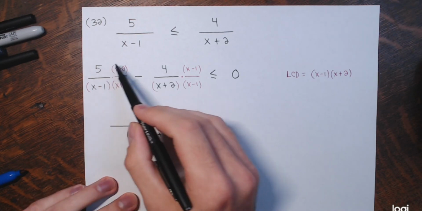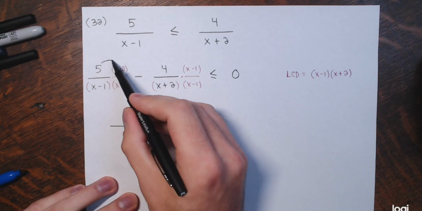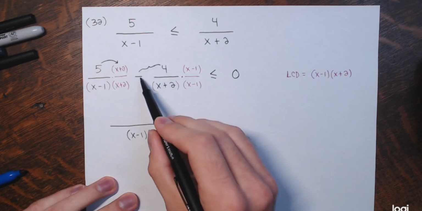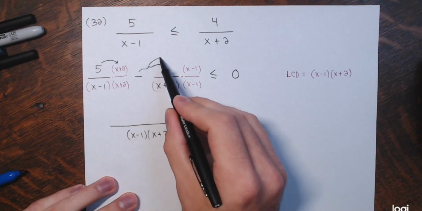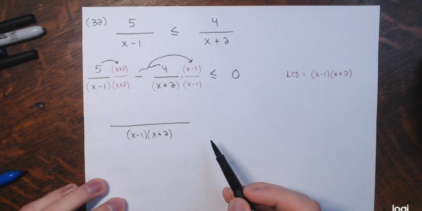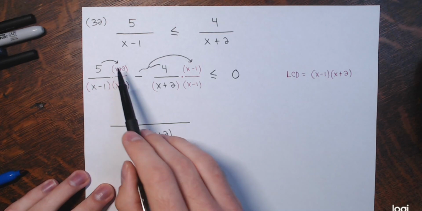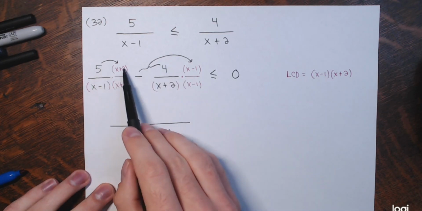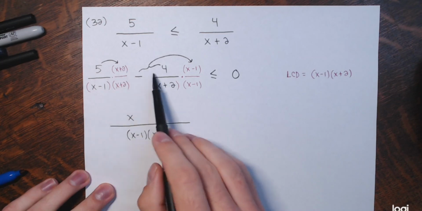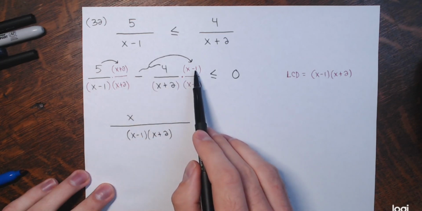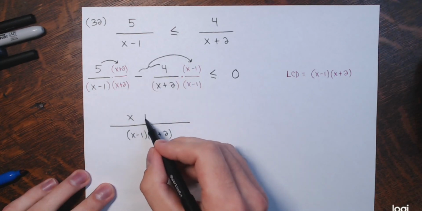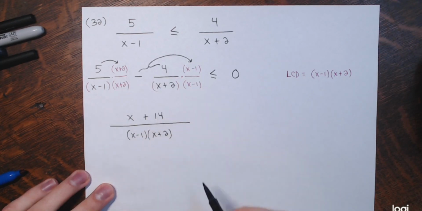And then in the numerators, we're combining like terms. I'll distribute the 5 to this x plus 2. And then don't forget the minus, I'm distributing the negative 4 to the x minus 1. So we have 5x minus 4x, that'd be 1x. And then 10, 5 times 2. And then negative 4 times negative 1 would be positive 4. 10 plus 4 would be 14 in the numerator.